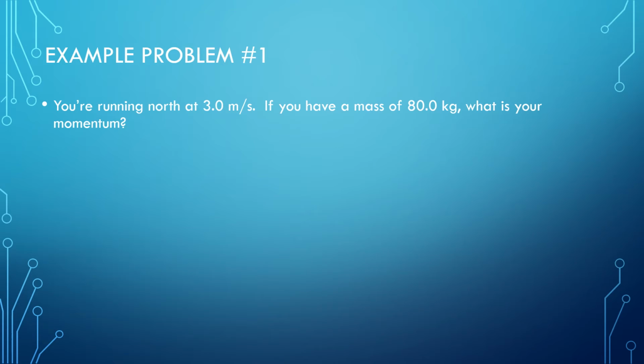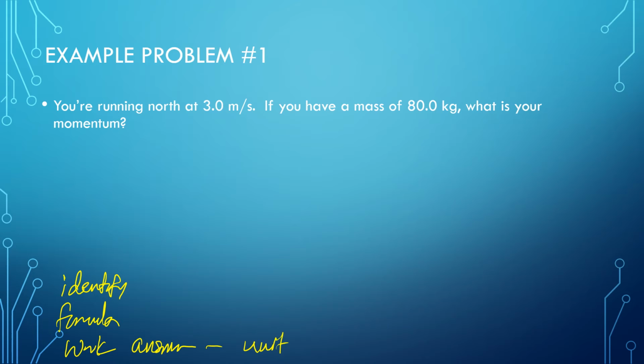So example problem number 1. We'll have 3 of these, and then that'll be it for this lecture. You're running north at 3.0 meters per second. If you have a mass of 80 kilograms, I kind of wish I did. That'd be kind of nice, not gonna lie. What is your momentum? So remember, when you're solving these, you have to identify first what your variables are, your formula, your work, and then your answer with the unit boxed in, with a direction if you need it.